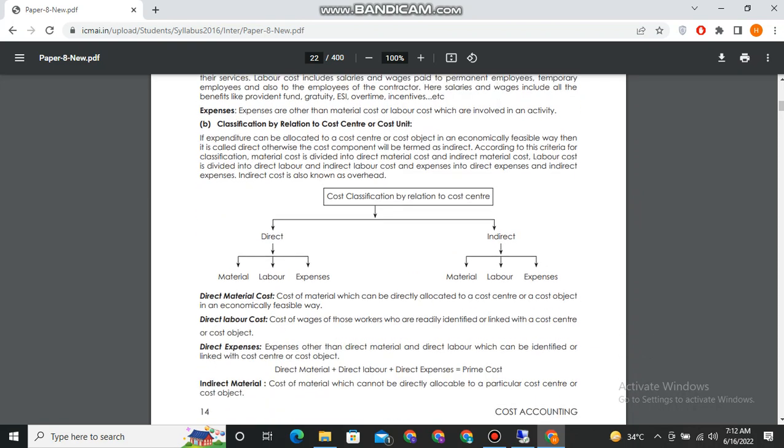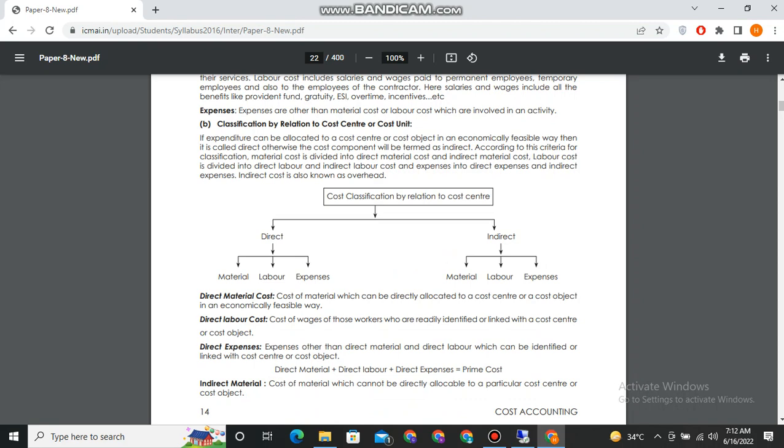Direct material cost. Cost of material which can be directly allocated to the cost center or a cost object in an economically feasible way. Direct labor. Cost of the wages of workers who are readily identified or linked with the cost center or cost object. Direct expense. Expenses other than direct material and direct labor which can be identified or linked with the cost center or a cost object.